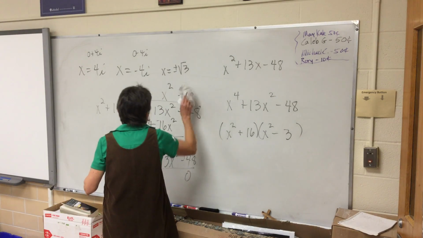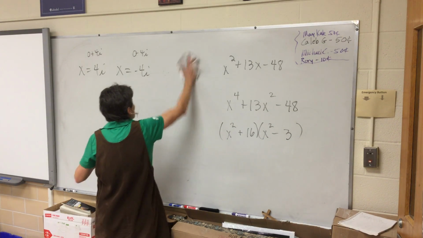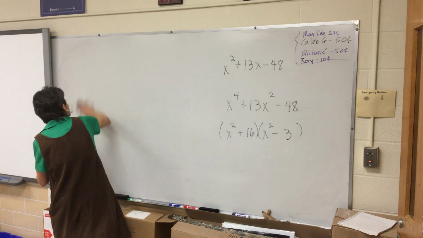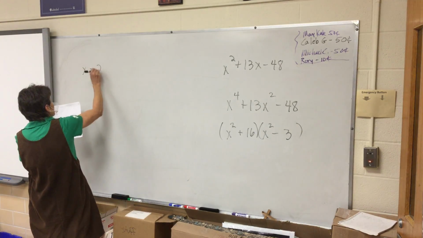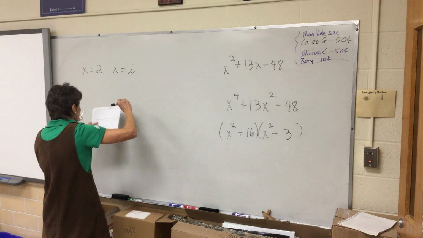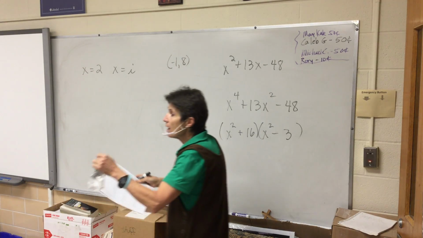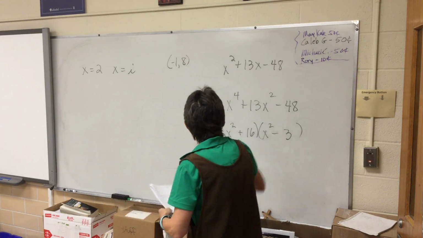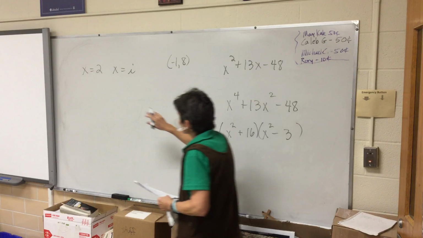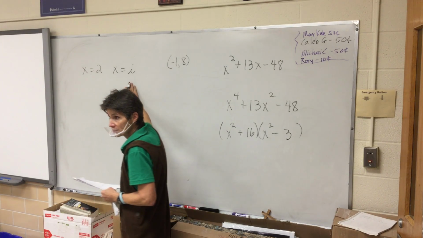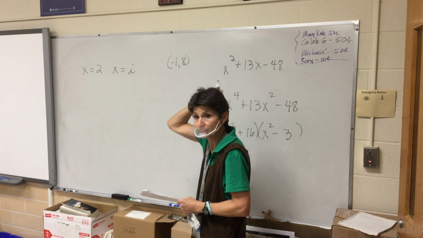We did some of these the other day, but these are a little bit more specific. We are being told that we have a 0 of 2, and we have a 0 of i, and the thing contains the point -1, -8. So it's some polynomial function. You're going to come up with the equation that has these roots or zeros and also contains that point. So when you graph it, it contains that point.